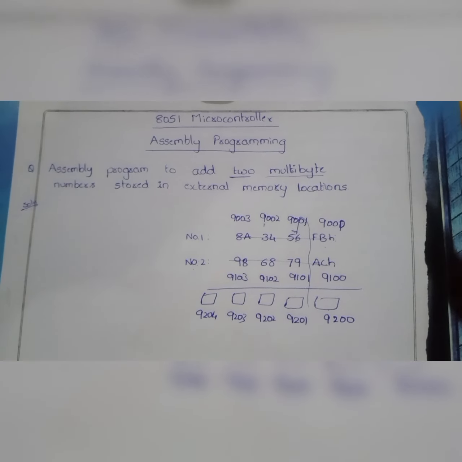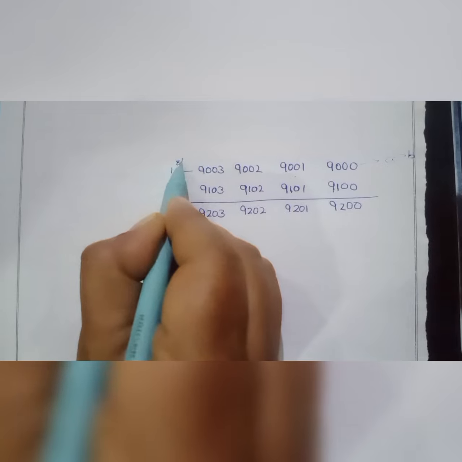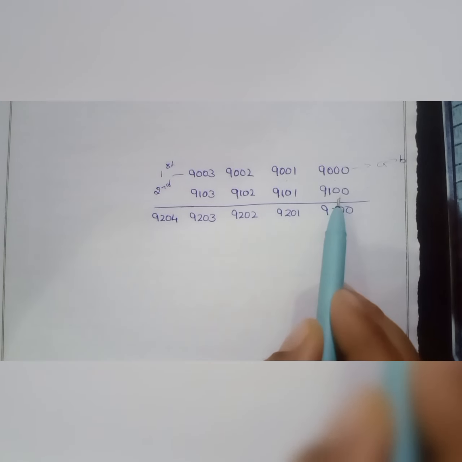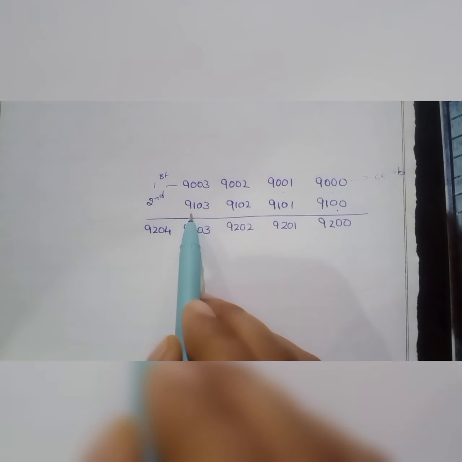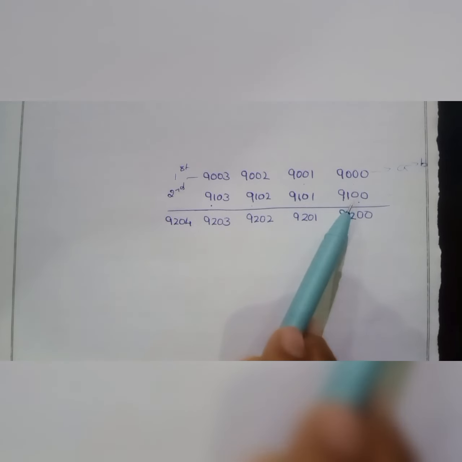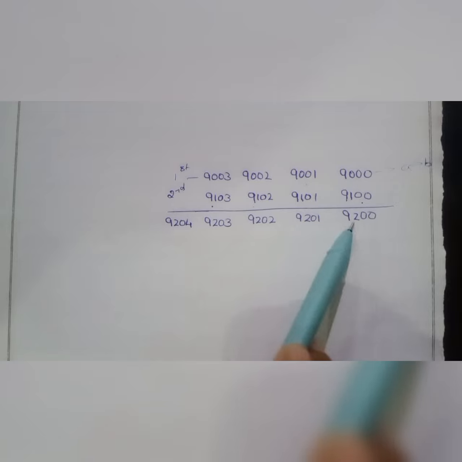So what we are doing here: the first number is stored in the memory locations 9000, 9001, 9002 and 9003. Here is my first number. The second number is stored in the memory locations 9100, the lower significant byte, followed by 9101, 9102, 9103. Now we have to add the numbers in such a way that the data present in 9000 plus the data present in 9100 should be added and the result is stored in 9200.